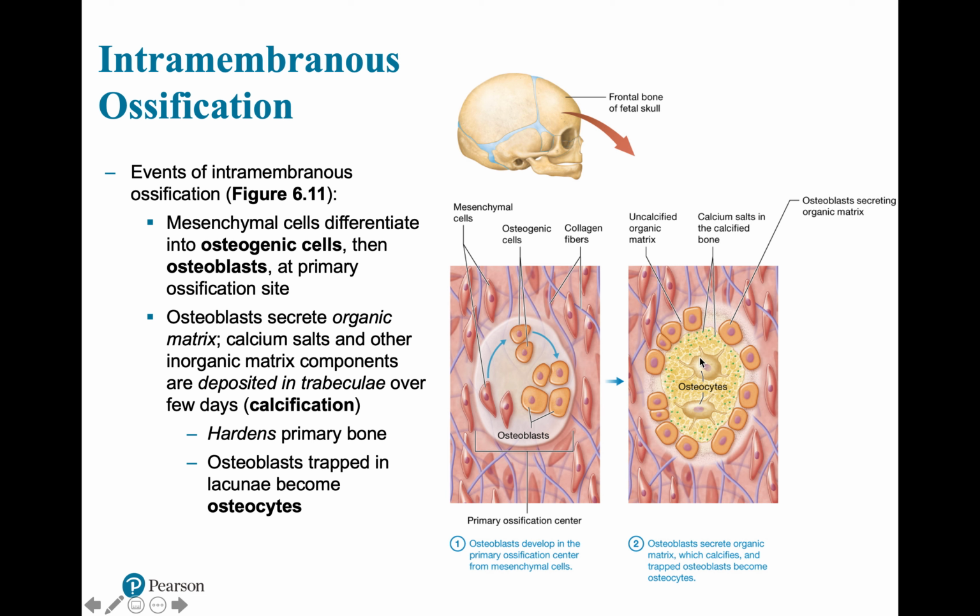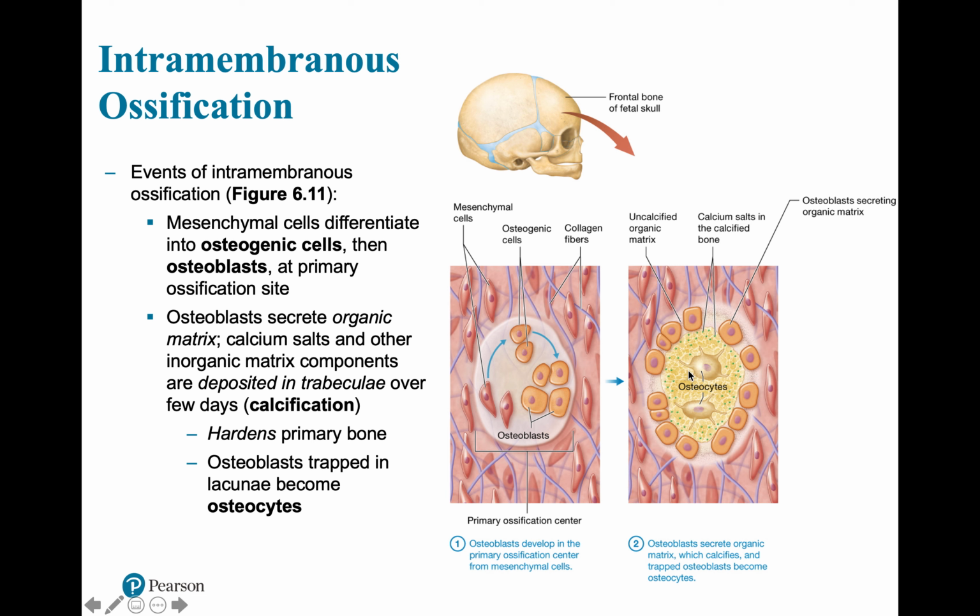And what happens when they get surrounded? Now they're in their little lacunae, their little house, right? And so once these osteoblasts get completely surrounded by bone matrix, they are now mature osteocytes. And their job, remember, osteocytes, their job is just to maintain that bone. They don't form new bone, they maintain the current bone.